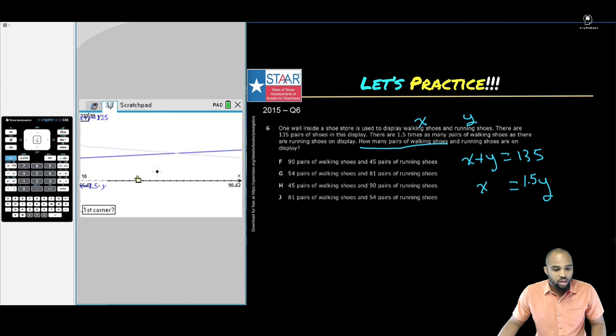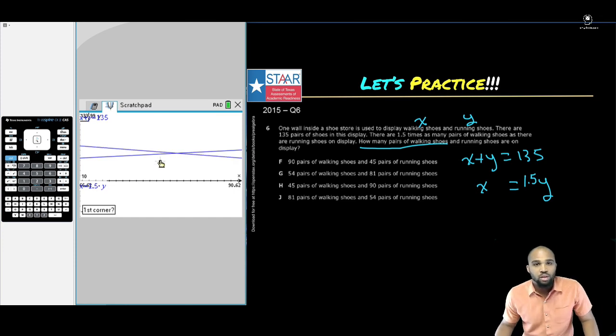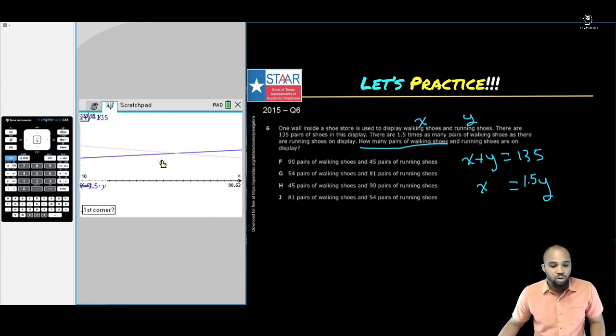Intersection, it's asking me for the first corner. And what they're trying to do is get some kind of square. So I'm just going to click and I'm going to pull it out and see what happens. I make that square. You can see now where the intersection is. So it was a different way of doing it. So now it's 81, 54.